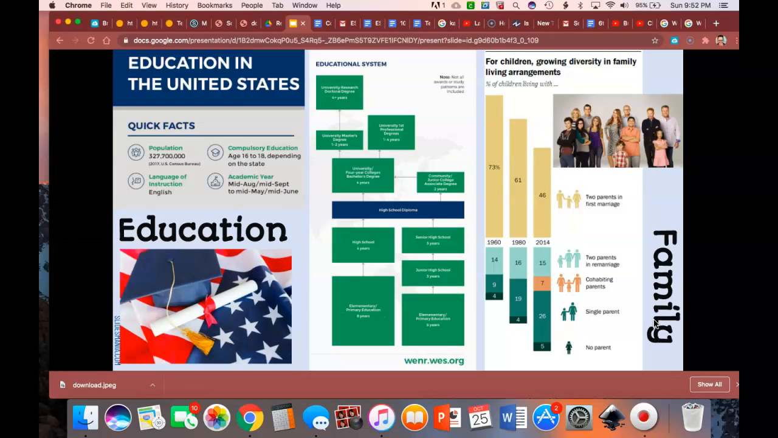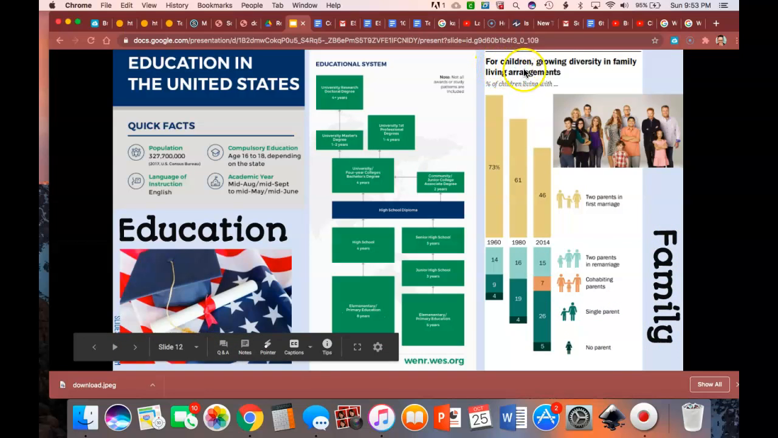So let's look at the education in the United States. Education is extremely huge. We have approximately 327 million people. Obviously, our language is English. Ages 16 to 18, depending on the state. Academic years, August through June, you know this. And so here's kind of where our degrees go through: elementary, junior high, high school diploma, college, university, grad school, doctoral.